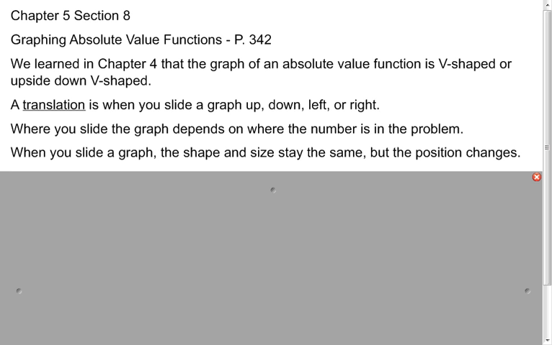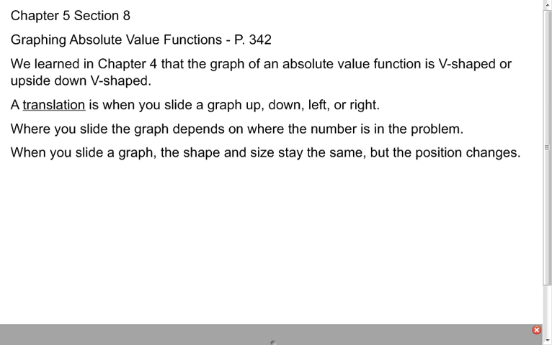When you slide a graph, when you do a translation, the shape and size of the graph stay the same, but the position changes. So, the normal absolute value graph is V-shaped, just like that. So when we translate these graphs, we're going to keep the same shape. All we're doing is moving around where the point at the bottom ends up. You'll see that in a second.